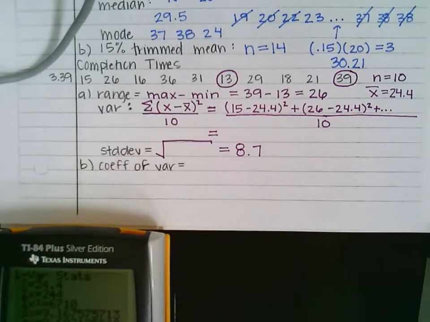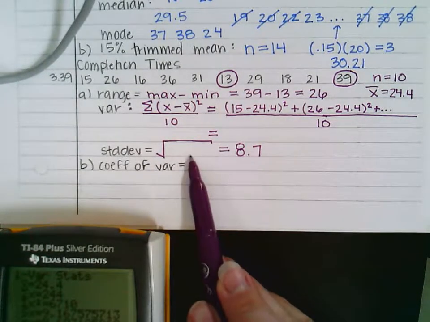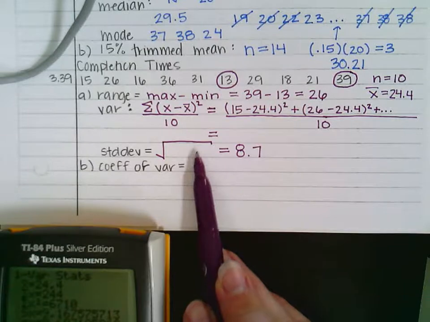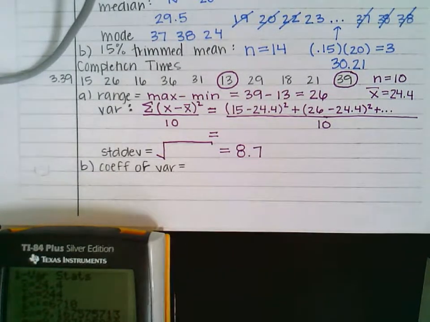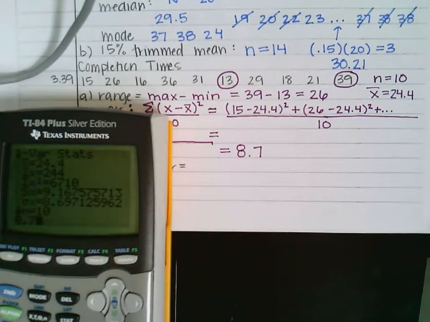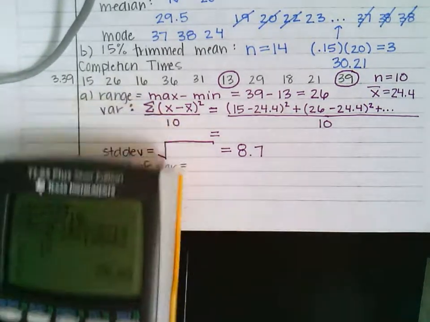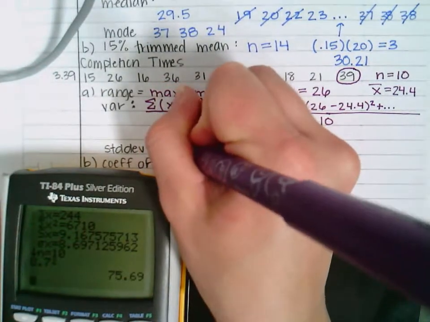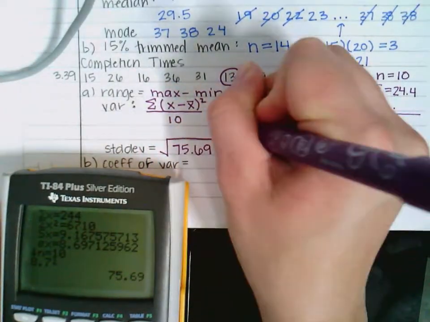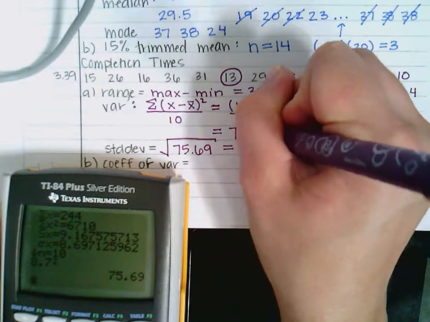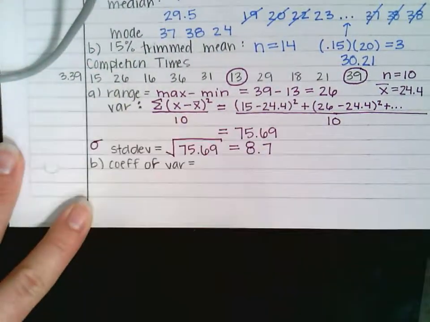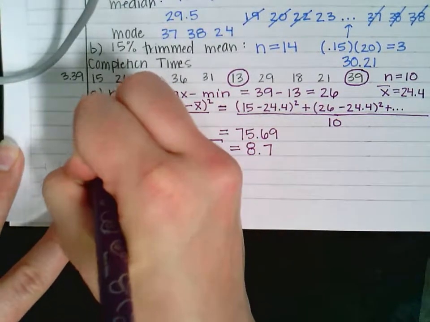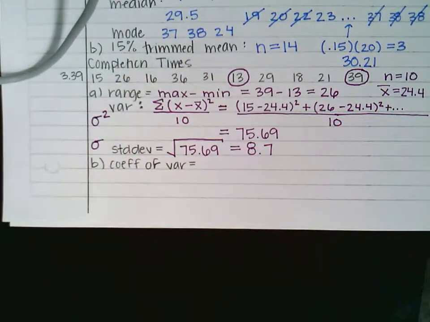Now let's think about this mathematically. If I have something in here and I square root it to get the standard deviation, then to get the inside, I'm going to do 8.7 squared, and that's going to give me 75.69, which must be my variance. And so that's why the symbol for standard deviation is sigma, and for variance is sigma squared. There is that relationship between the two.